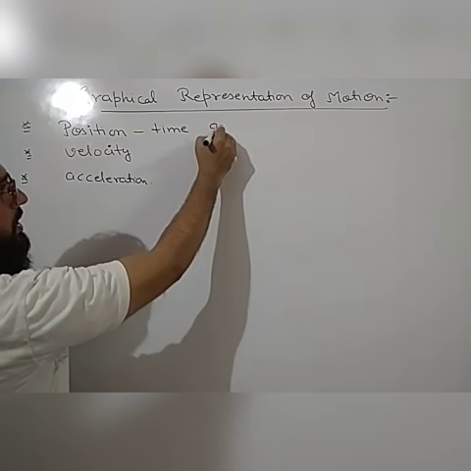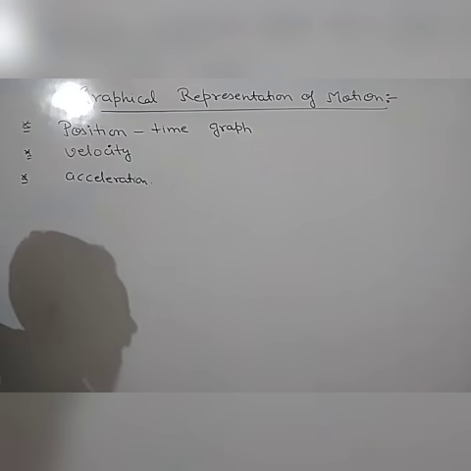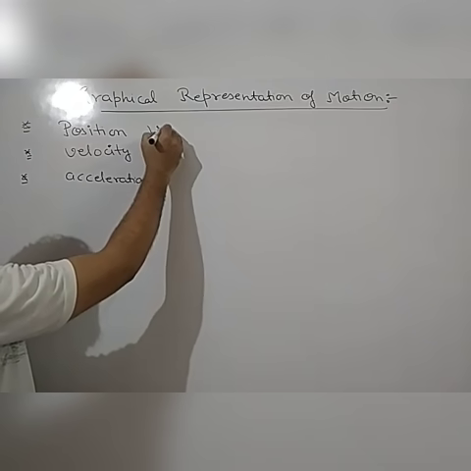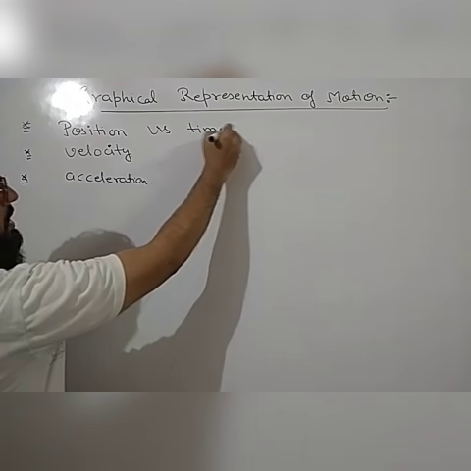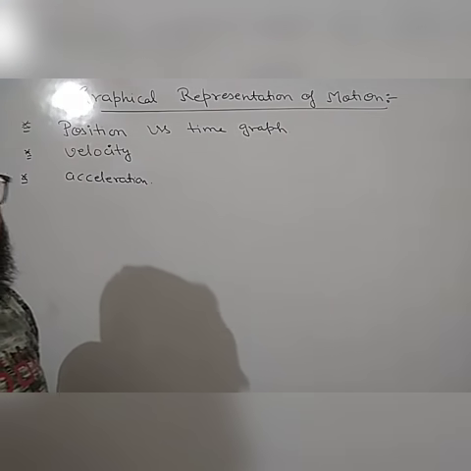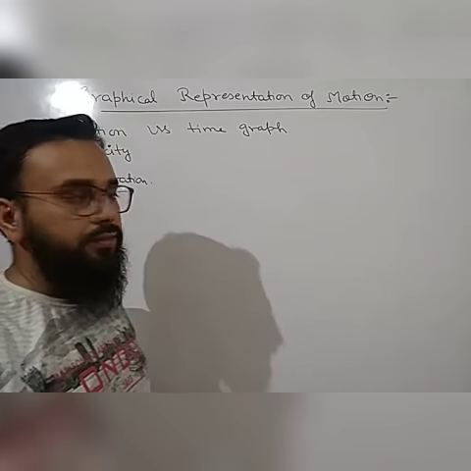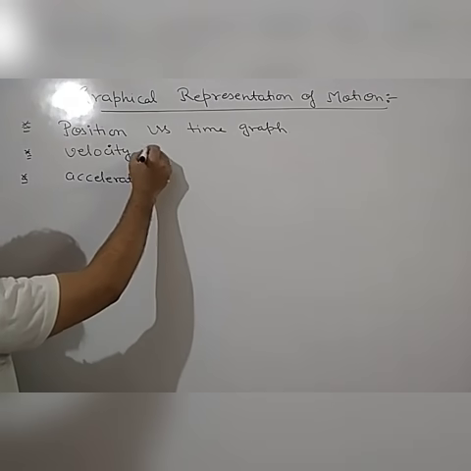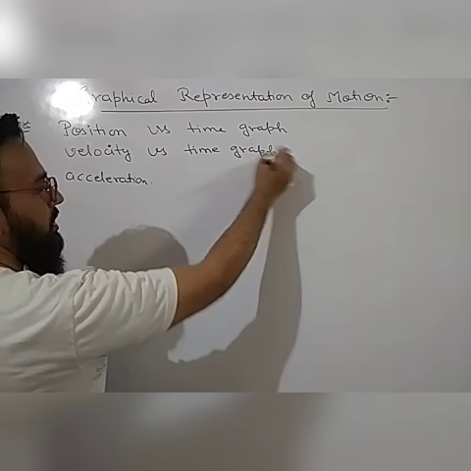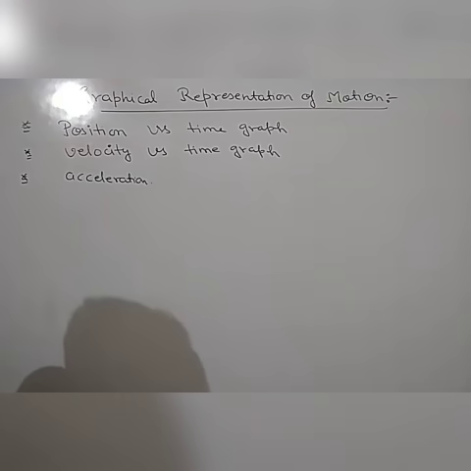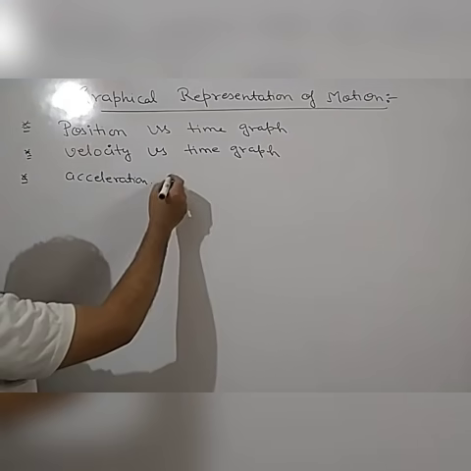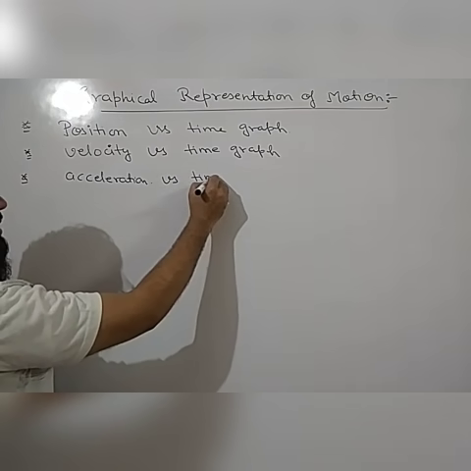It means the first graph is the position-time graph, or we can say position versus time graph. We have to show the position of an object with respect to time on the graph paper. Second is the velocity versus time graph, where we have to represent on the graph paper how the velocity of an object is changing with respect to time. And the third graph which we will study is the acceleration versus time graph.